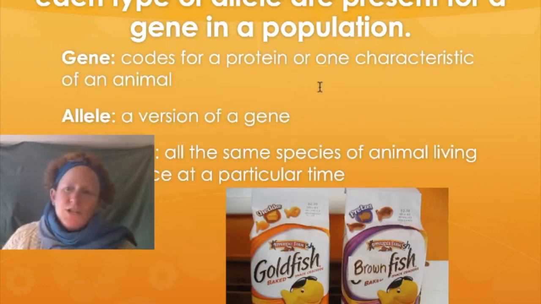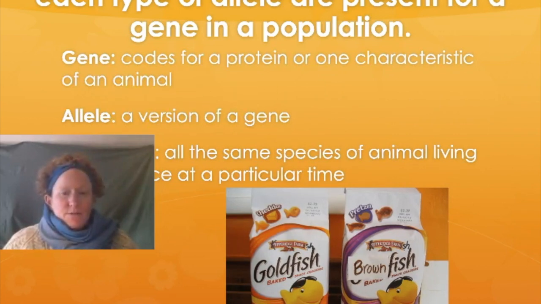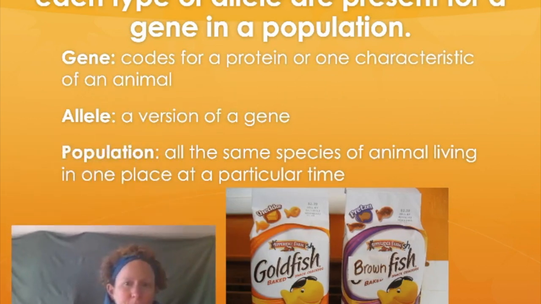Natural selection changes how many of each type of allele are present for a gene in a population. Remember, let's go over some definitions here so you get these all straight in your head before we go on and start using them in context. A gene codes for a protein or one characteristic of an animal. An allele is a version of a gene, in this case it's brown and gold, and a population is all the same species of animal living in one place at a particular time.